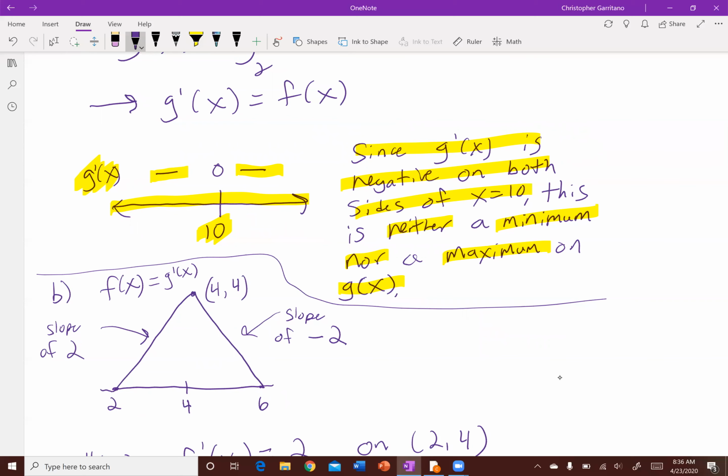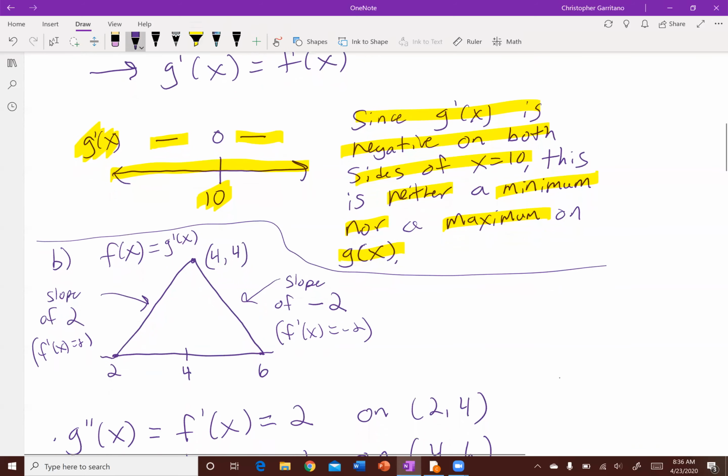So you can see that from 2 to 4, the slope is 2. Another way of saying that in this situation is that f prime of x is equal to 2. Similarly, from 4 to 6, the slope is negative 2. Another way of saying that is that f prime of x is equal to negative 2.